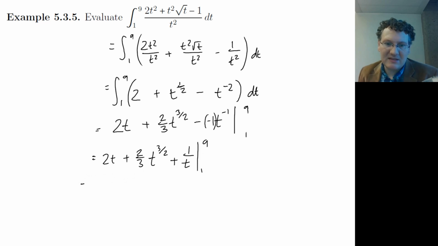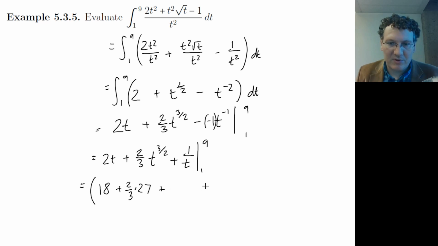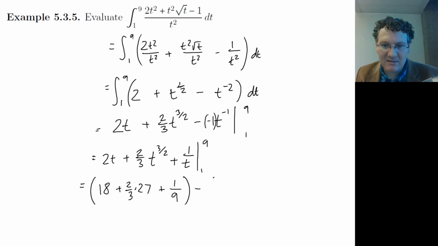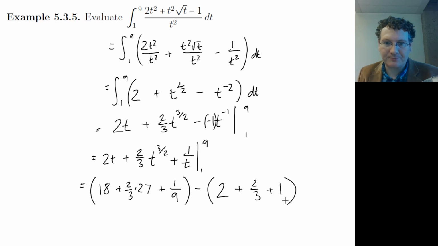So I'm going to evaluate this thing at 9. That's going to be 18 plus 2/3 t to the 3/2. That's the square root of 9, which is 3, cubed, which is 27, plus a 1 over 9. So that's this antiderivative evaluated at 9, minus what we get when we plug in a 1. So we're going to have a 2 plus a 2/3, and we'll have plus a 1.